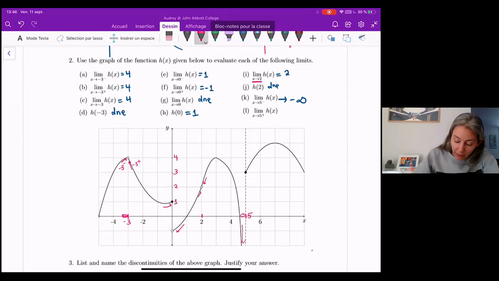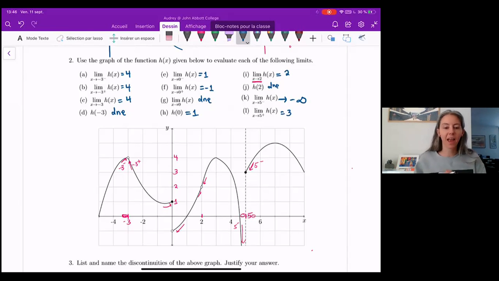5 from the right, though, if I go to the right side of 5 here, so that's my 5 from the left. 5 from the right, I follow it back towards 5. The y value seems to be 3. So there you go. We've just evaluated the limits from the graph.